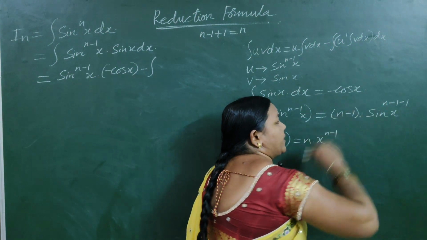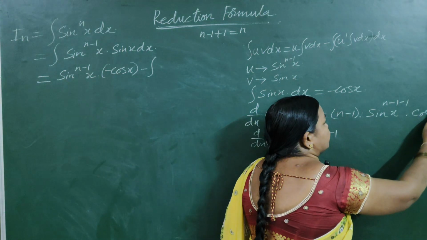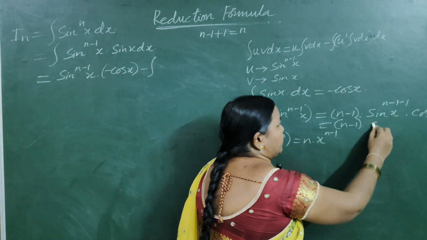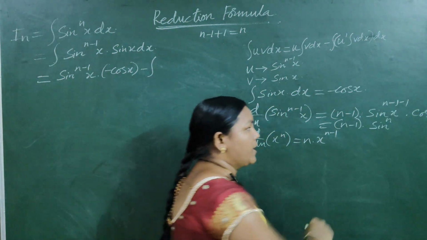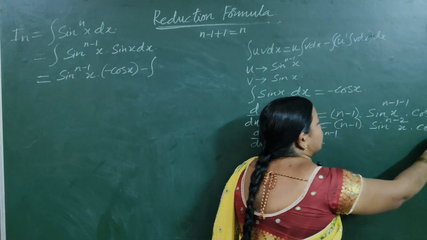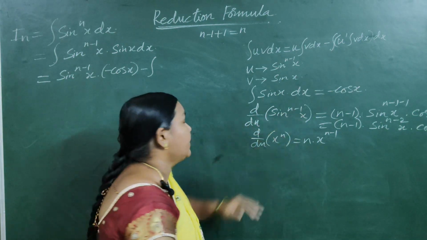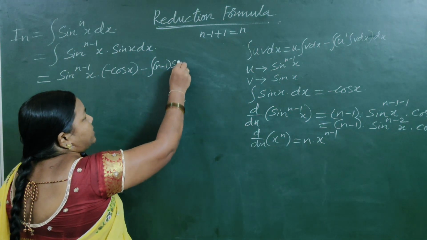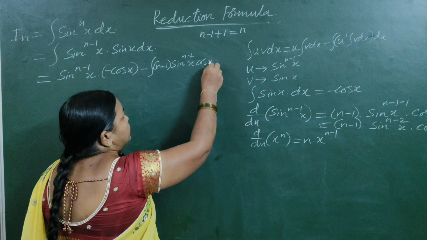Next is the inner derivative. That is, differentiation of sine x is cos x. By simplifying this, n minus 1 into sine to the power of n minus 1 minus 1, that is n minus 2, into x into cos x. See here, this is the differentiation of sine to the power of n minus 1 into x. This is n minus 1 into sine to the power of n minus 2 x into cos x.